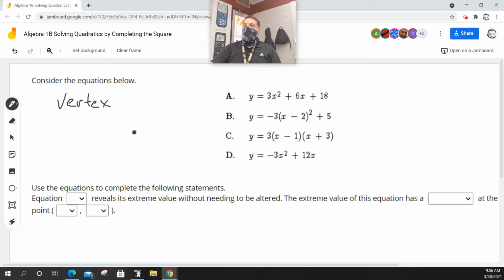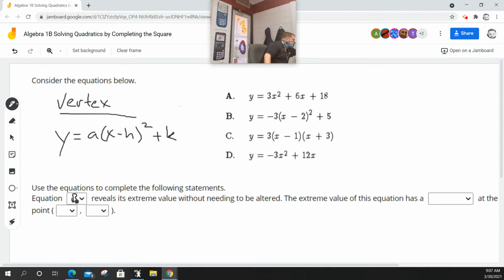Oh, let's see. So remember, the vertex form is y equals a times the quantity x minus h squared plus k. Which one is that? B.